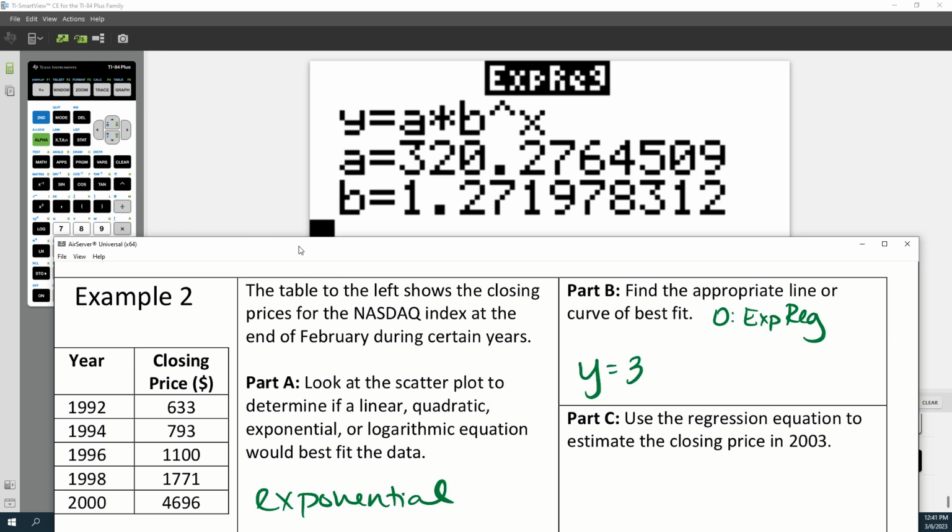So we're going to put about 320.28 in for A. B is the base, so I'm going to put it in parentheses. You don't necessarily have to. And then it's raised to the X.